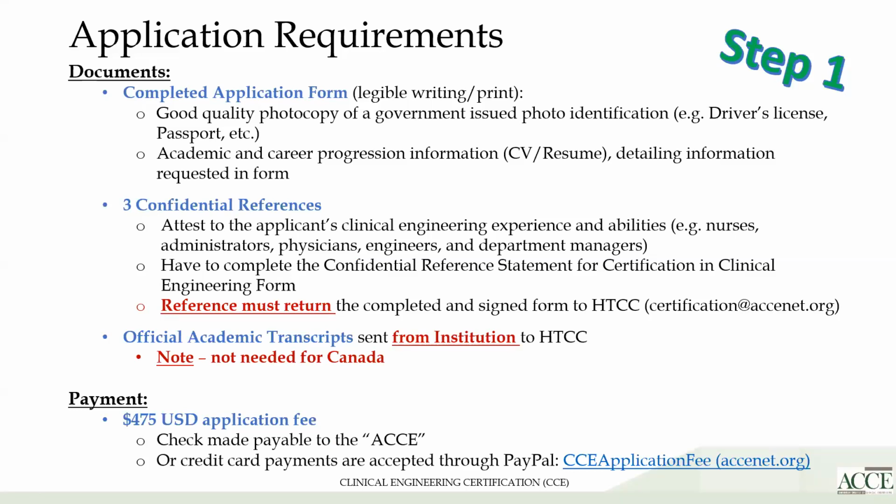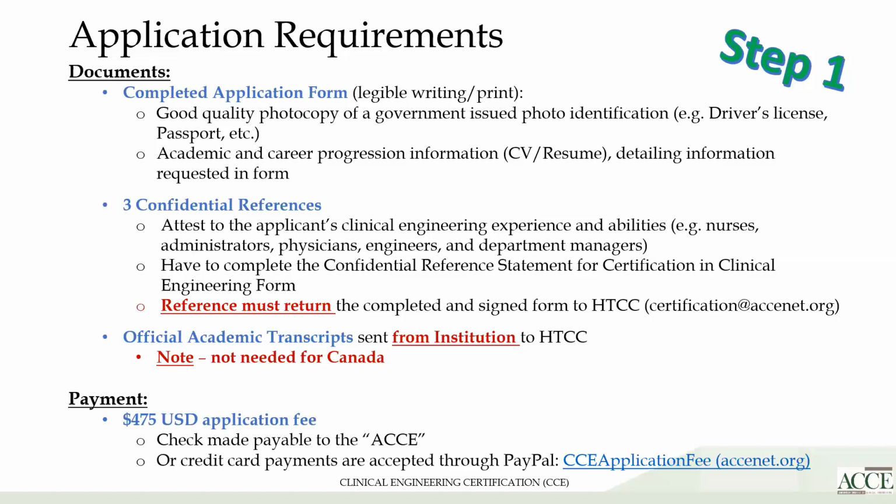Okay, so after confirming your eligibility based on the education or licensure status and your experience, then you do need to gather all the required documents in order to submit your application. So the first document that's required is the completed application form, and this needs to be done in legible writing or printed. The application form can be found on the certification page of ACCE's website, or we've put it in our resources at the end of the presentation as well. So along with your application, you do need to provide a good quality photocopy of a government issued photo ID, like a driver's license or a passport.